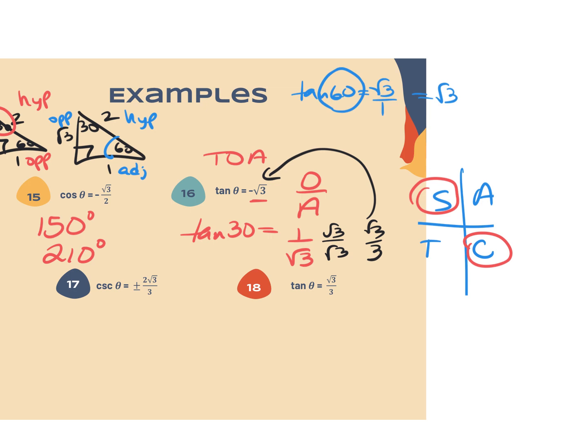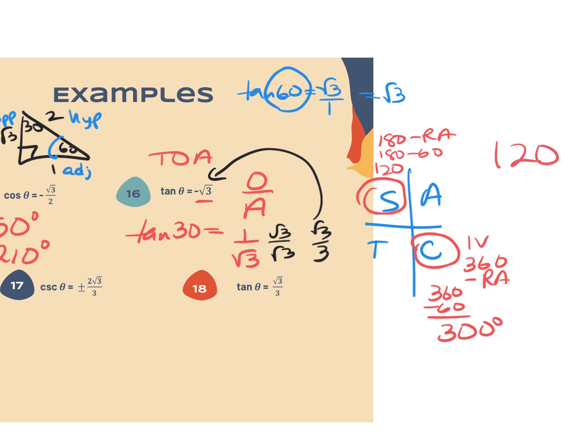So the rule for quadrant 2 is 180 minus the reference angle. So 180 minus 60, and that's going to give me 120. And then in quadrant 4, it's 360 minus the reference angle. So 360 minus 60, and the other angle is 300. So theta here is 120 and 300.